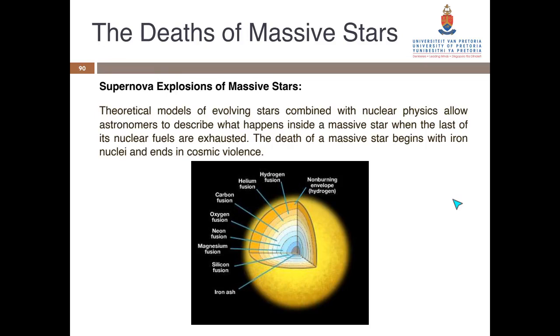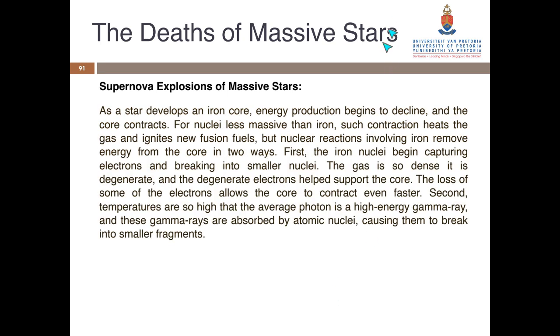So theoretical models of evolving stars combined with nuclear physics allow astronomers to describe what happens inside a massive star when the last of its nuclear fuel is exhausted. The death of a massive star begins with iron nuclei and ends in cosmic violence. As a star develops an iron core, energy production begins to decline, and the core contracts. For nuclei less massive than iron, such contraction heats the gas and ignites new fusion fuels. But nuclear reactions involving iron remove energy from the core in two ways.